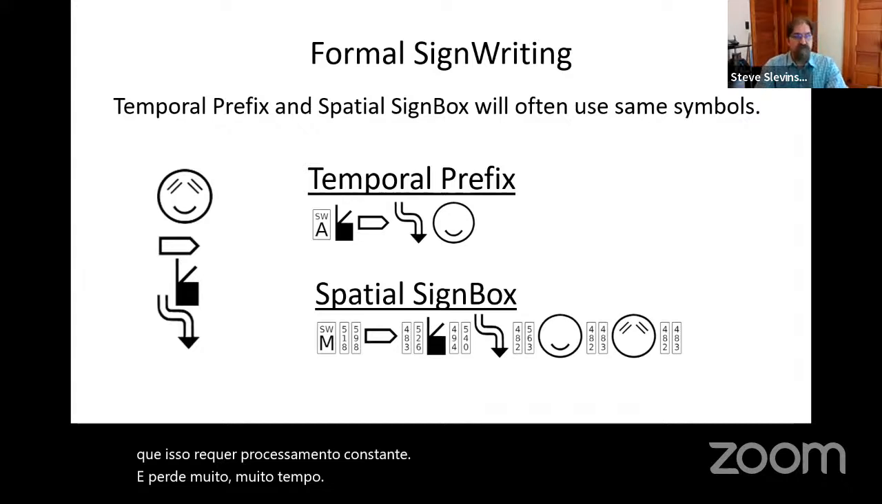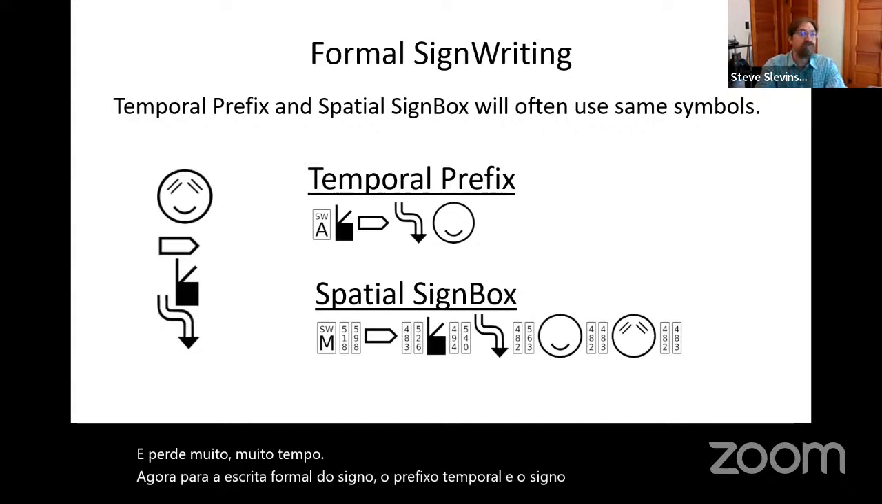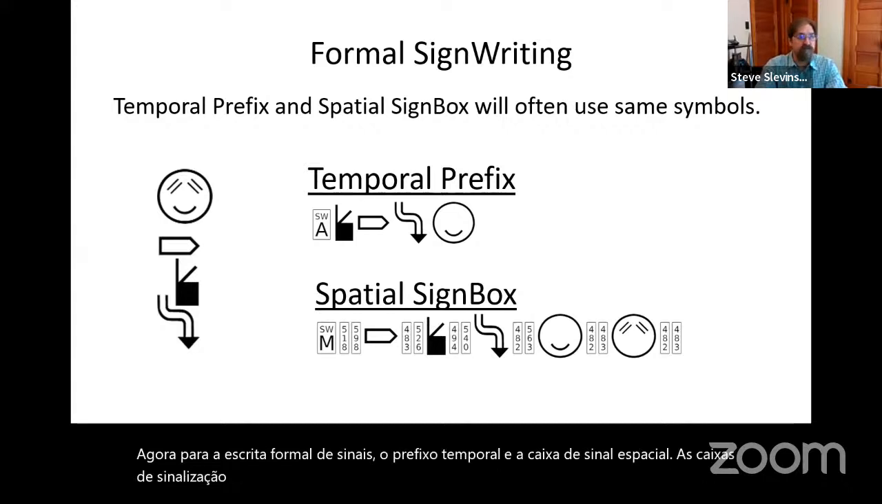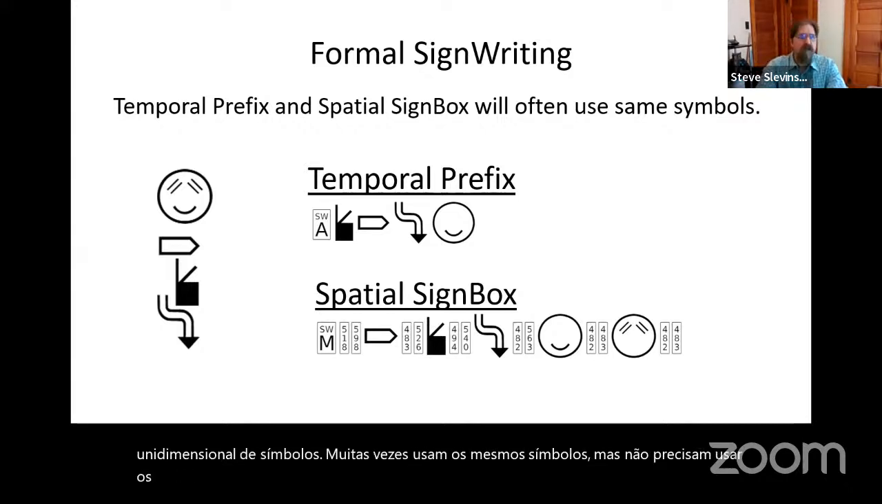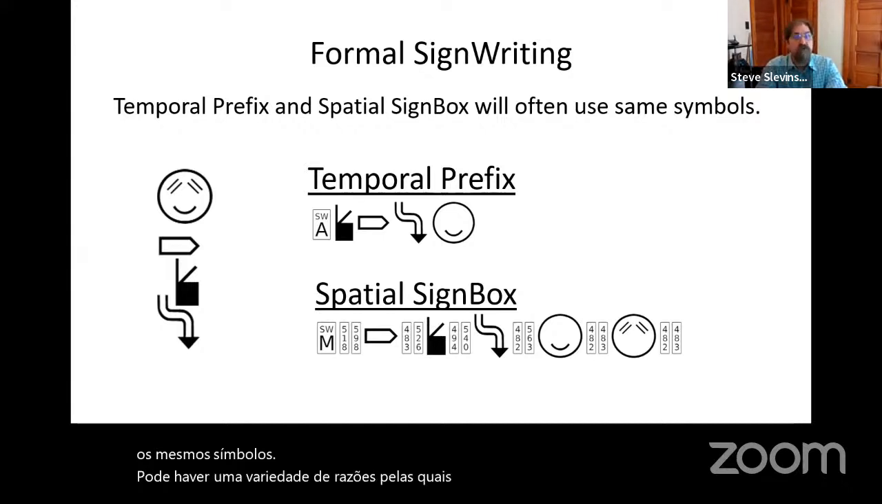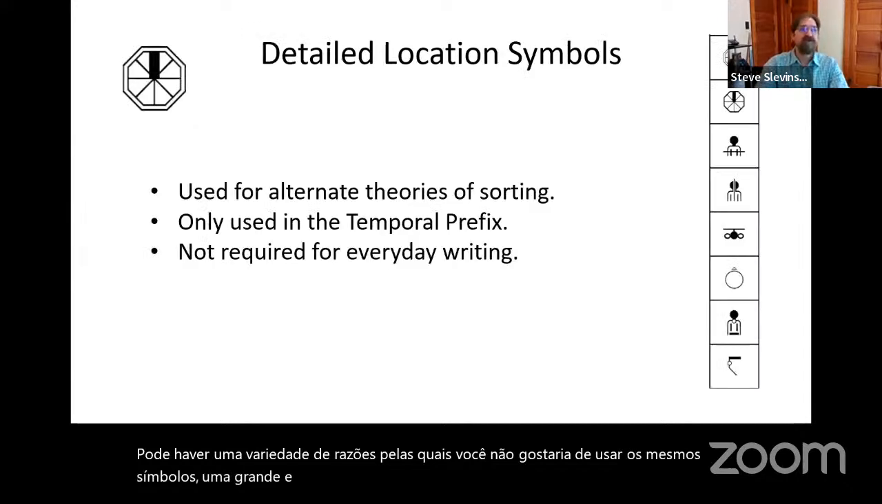Now, for Formal SignWriting, there is the temporal prefix and the spatial sign box. The spatial sign box is our 2-dimensional arrangement. Our temporal prefix is our 1-dimensional arrangement of symbols. They will often use the same symbols, but they do not need to use the same symbols. There can be a variety of reasons why you wouldn't want to use the same symbols. One big and obvious reason is that you're using detailed location symbols.